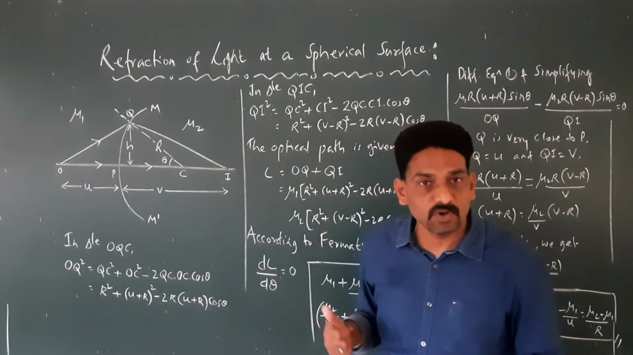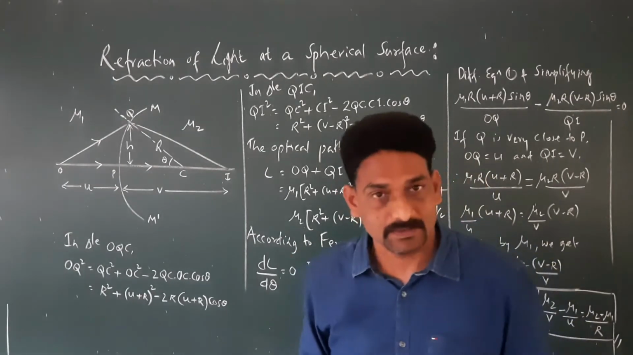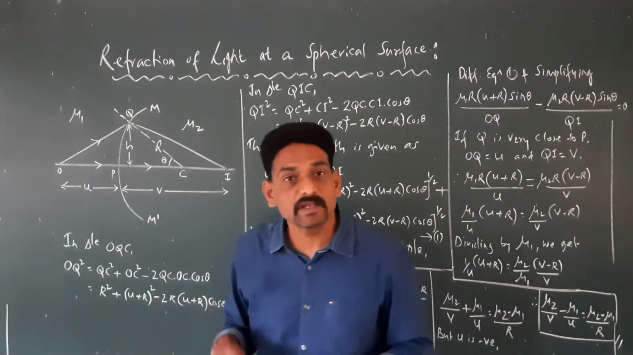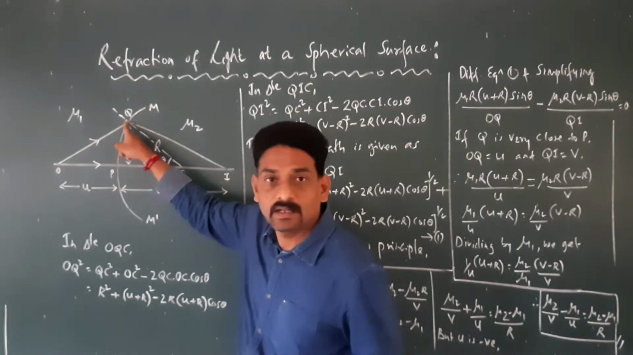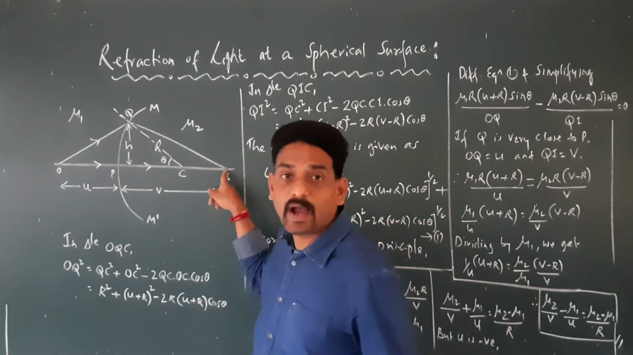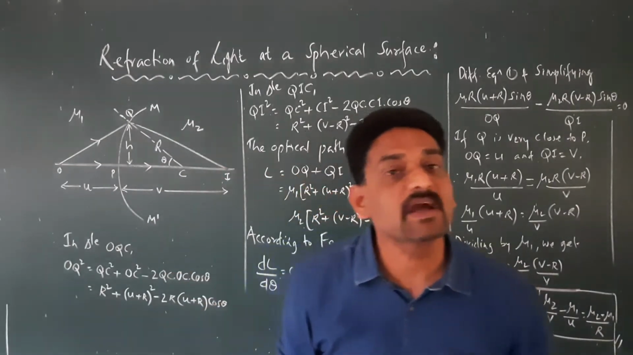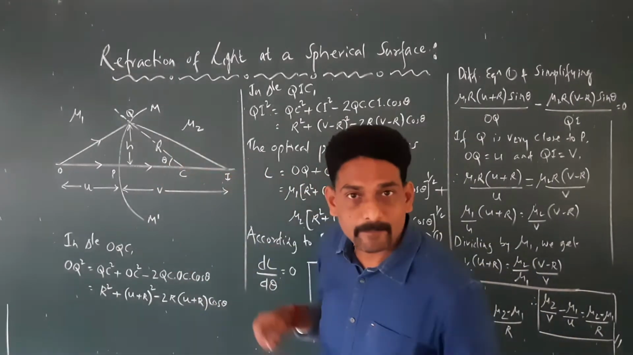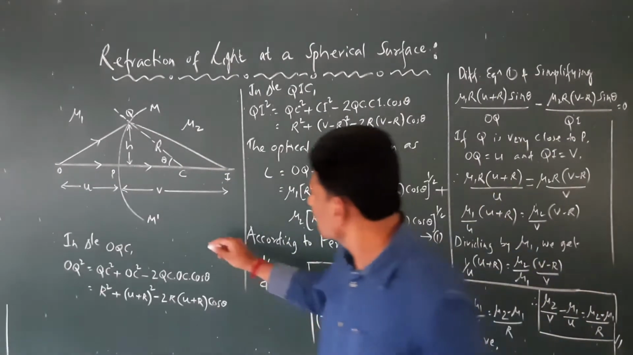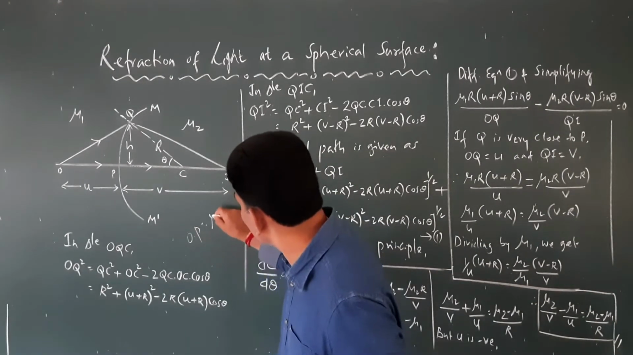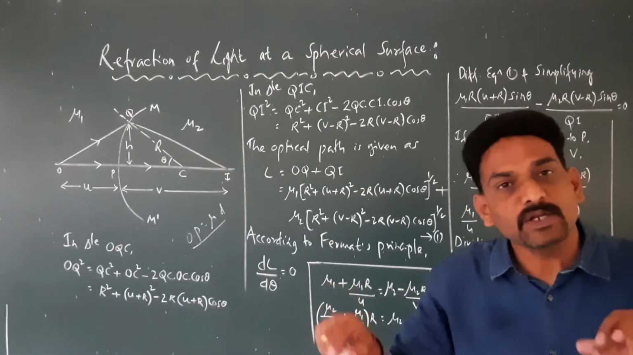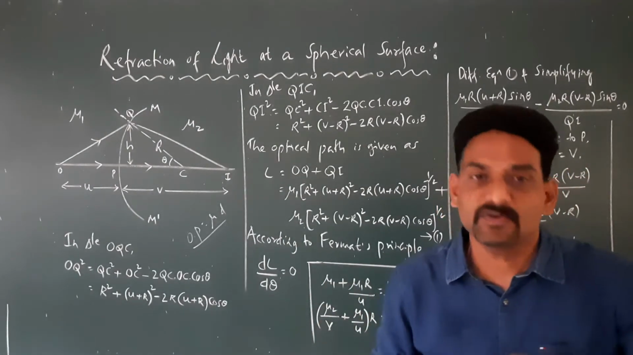Now why do we want this? Because we want to know the optical path. What is the optical path? The distance covered by the ray of light from here to here and from here to here. That is, OQ plus QI is the distance traveled by the ray of light. So we wanted to calculate the optical path. The optical path is basically mu into D, the distance traveled by the ray of light into the corresponding refractive index.